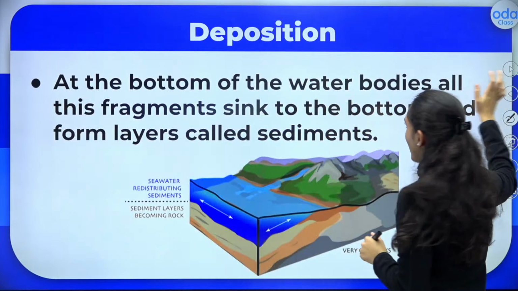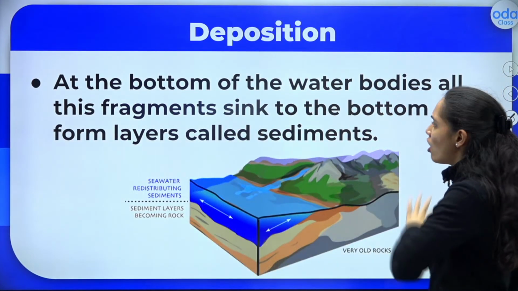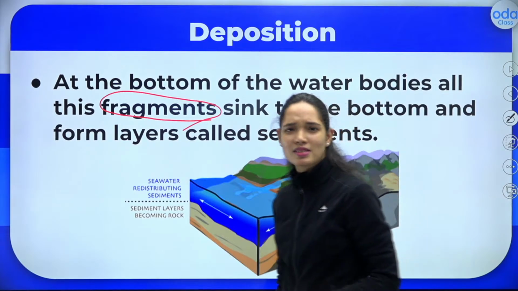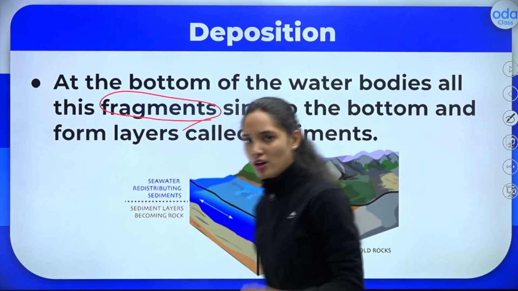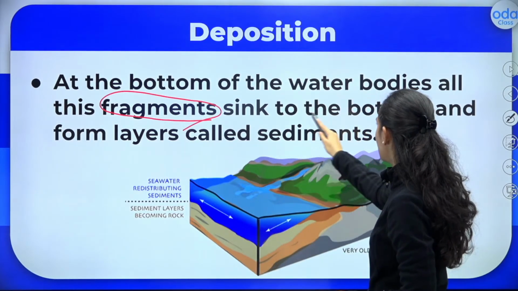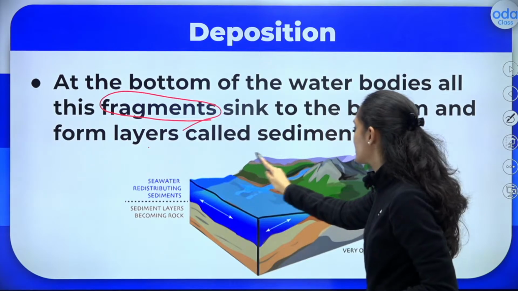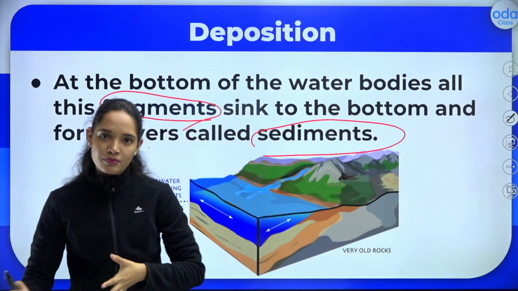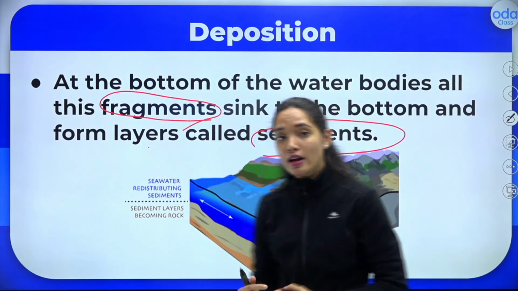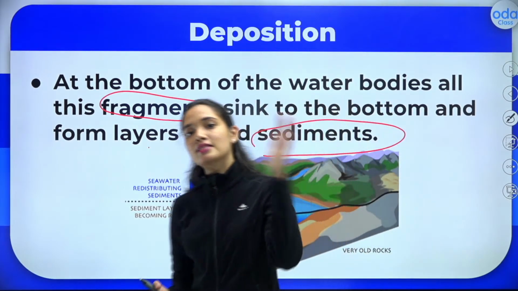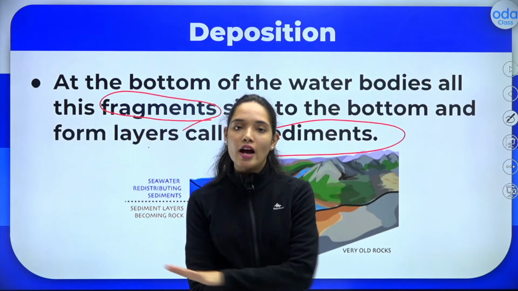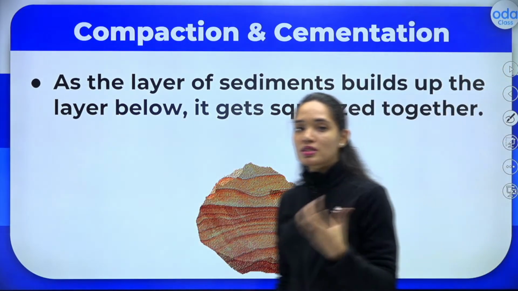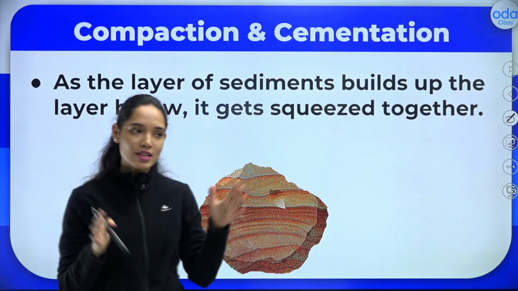So students, basically what happens is that at the bottom of the water bodies, all these fragments sink. When I say fragments, these are the small rocks, pebbles, gravels. They sink in the water to the bottom, and they start forming a layer called sediment. Whenever a river flows, it also carries those pebbles and gravels, which, as all of you know, are heavy, and they start sinking. When they sink, they form a layer at the bottom, and that is called sediment. That is where the deposition starts taking place. The different small rocks start depositing.